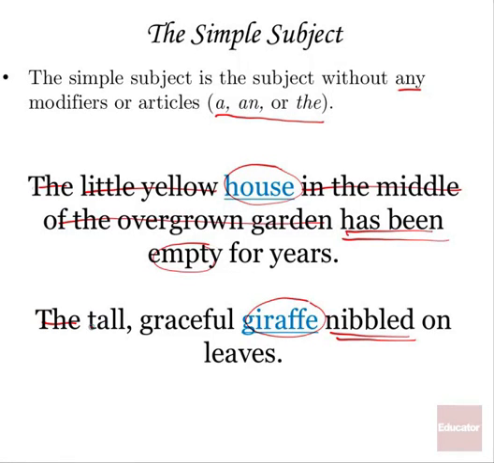And the is an article. Tall is an adjective. Graceful is an adjective. And on leaves is a prepositional phrase, although it's actually modifying nibbled.